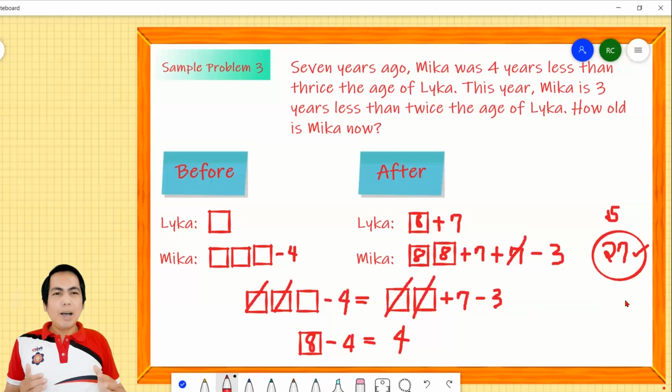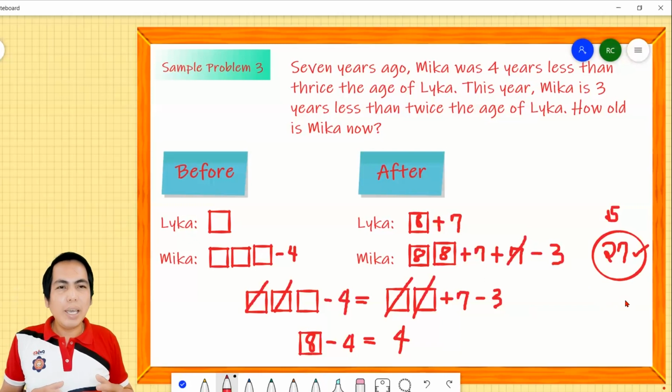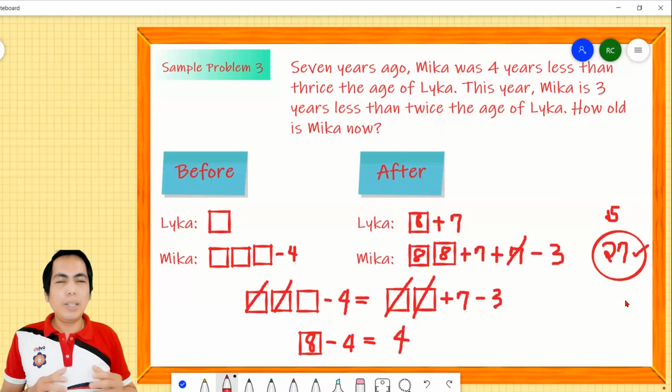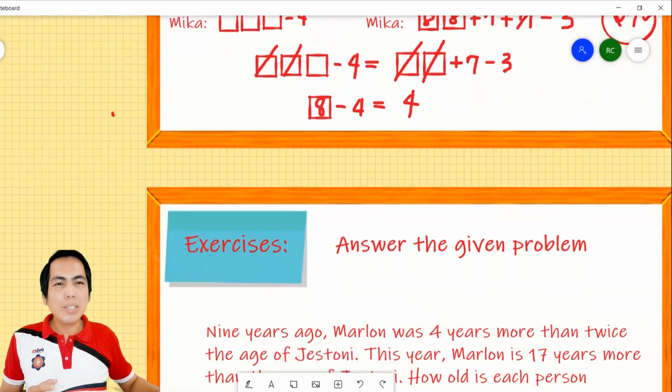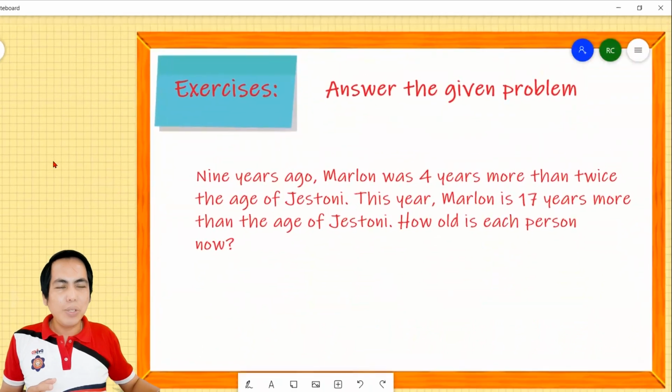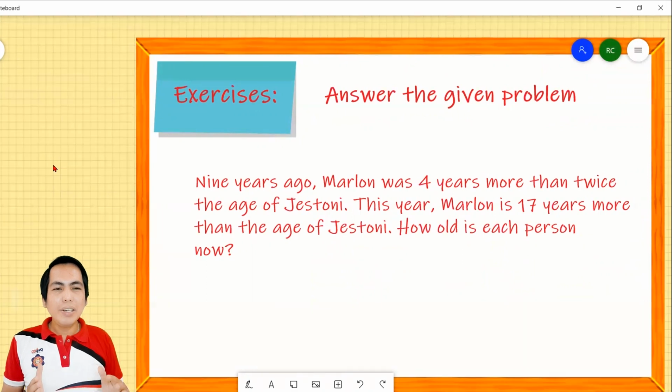So there you have it, how to solve word problems involving before and after without giving us the sum of the ages of the persons involved in the given word problem. Now, this time, it is your time to answer the given problem. All you have to do is to try to solve the given problem using the technique that I have just discussed. So the problem says here, 9 years ago, Marlon was 4 years more than twice the age of Gestoni. This year, Marlon is 17 years more than the age of Gestoni. How old is each person now?